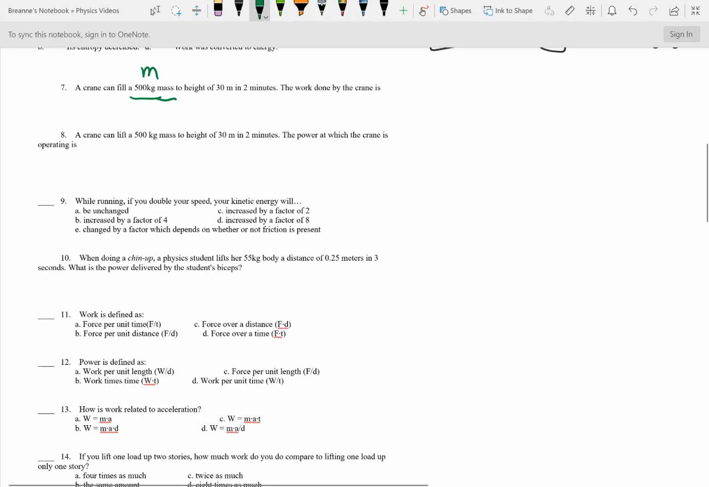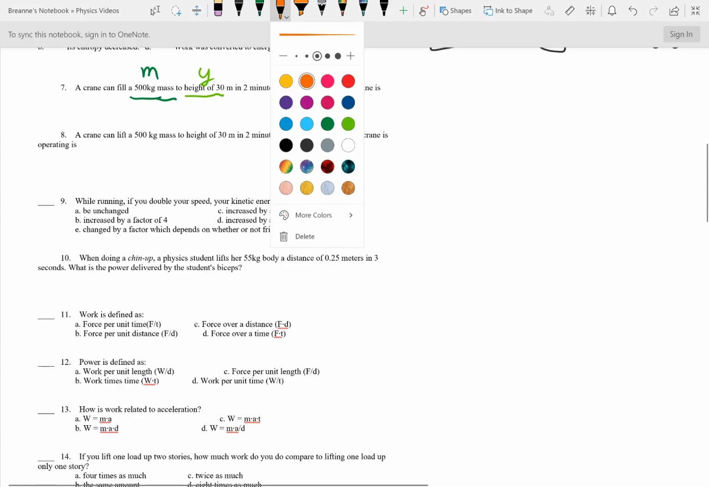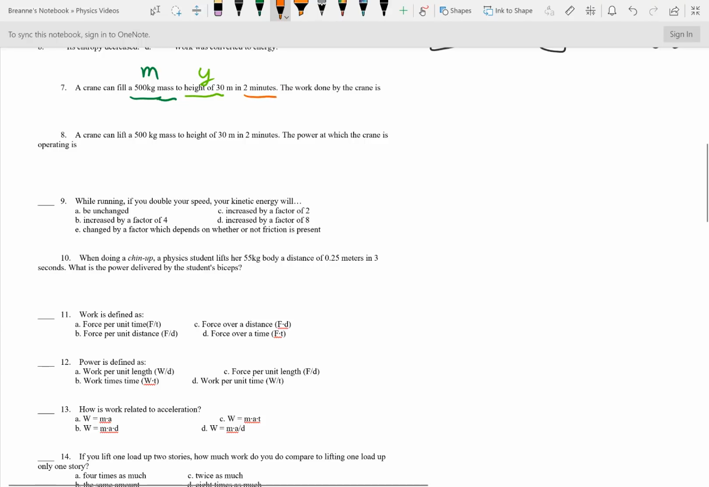And we want mass in kilograms, so we have no conversions needed. Then we have a height of 30 meters. So we know our height is y, and we want meters. There we go. And then we have 2 minutes. I knew I was too nice. Do we like minutes? No, we like seconds. We have to convert the minutes to seconds. So let's do that real quick.